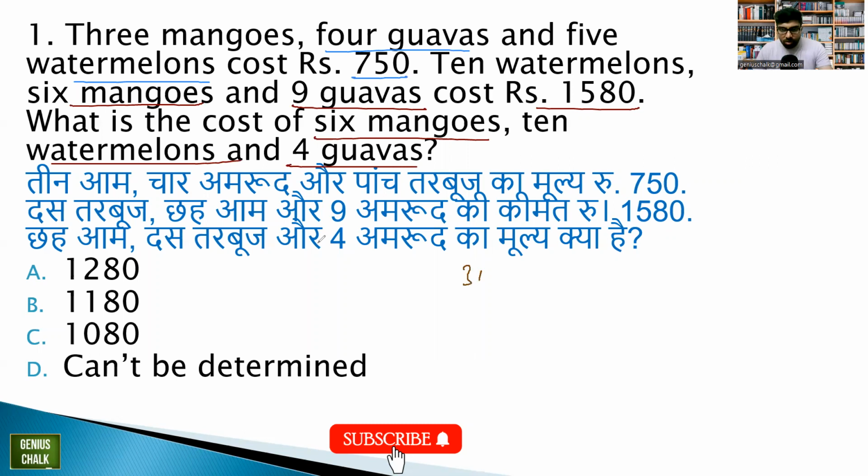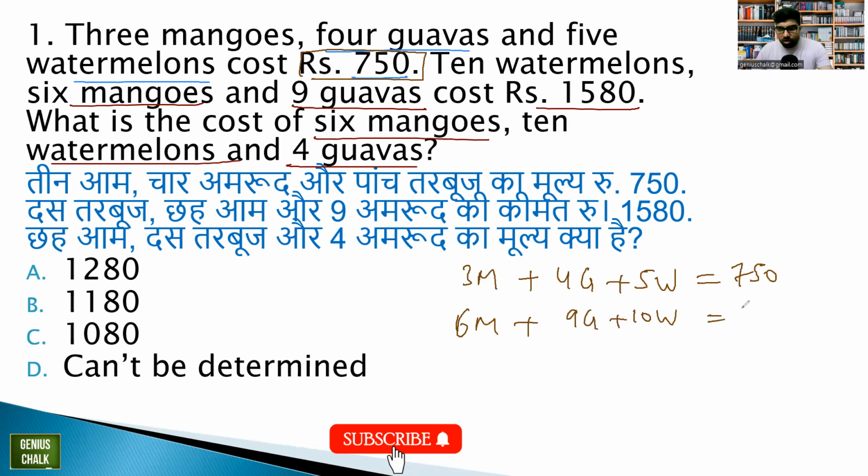The question says that there are 3 mangoes. So let's say M stands for mango. Not cost this time because total cost is given. Then there are 4 guavas. Then there are 5 watermelons. They all cost this much, 750. Another equation says that there are 10 watermelons, 6 mangoes, and 9 guavas, and they all cost 1580.